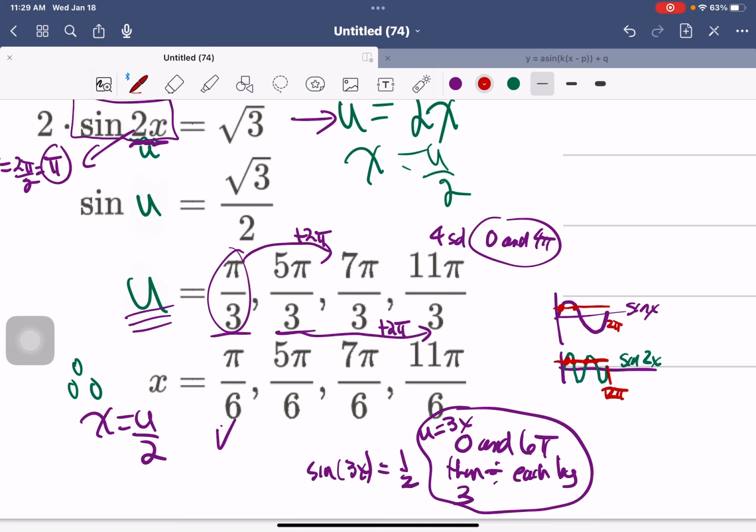Those are the sine questions. Then what I'll do is I'll do some cos double angle in a minute.